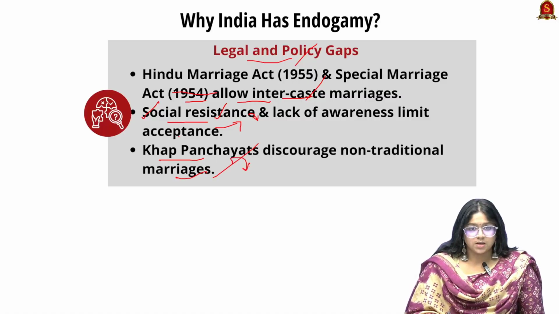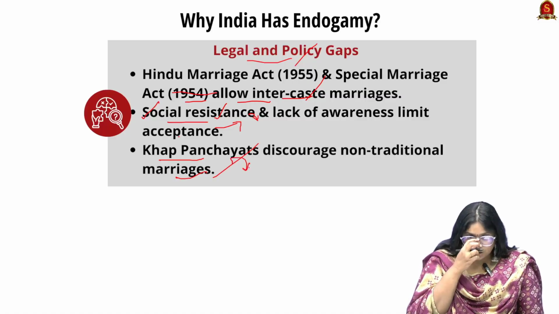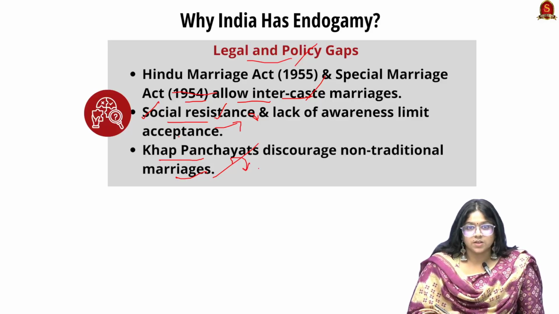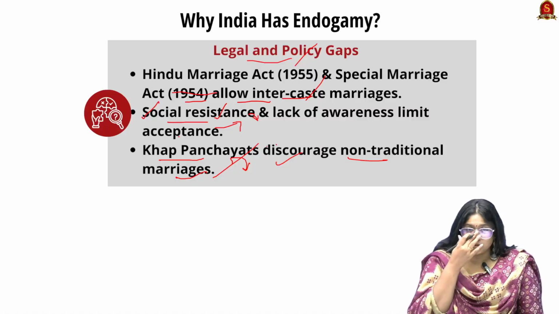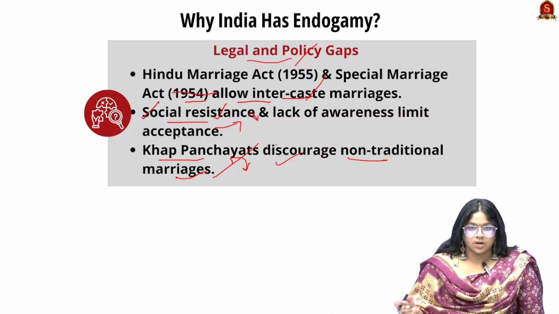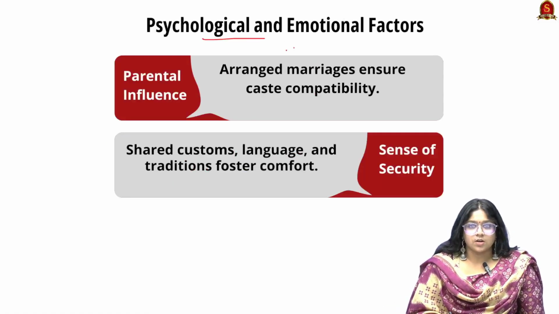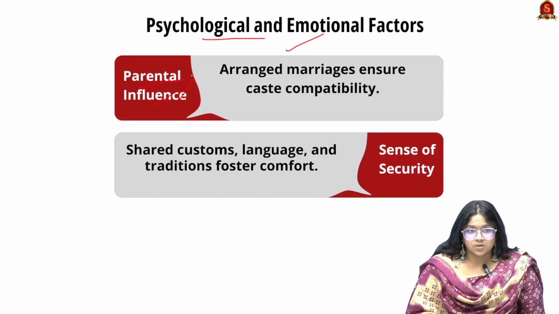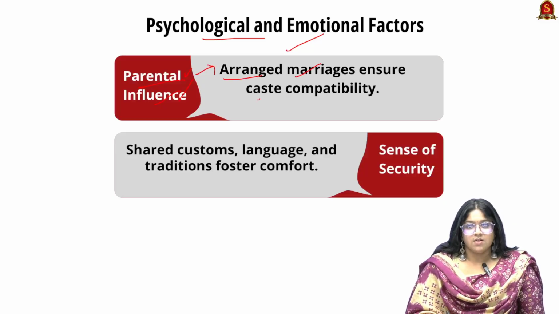So Khap Panchayats can be known as local governance bodies where, especially in rural areas, they discourage non-traditional marriages, such as marrying someone outside the caste or Varna system. Now, looking into other psychological and emotional factors, first there is a large focus on parental influence, where parents prefer the idea of arranged marriages, which ensures caste compatibility.